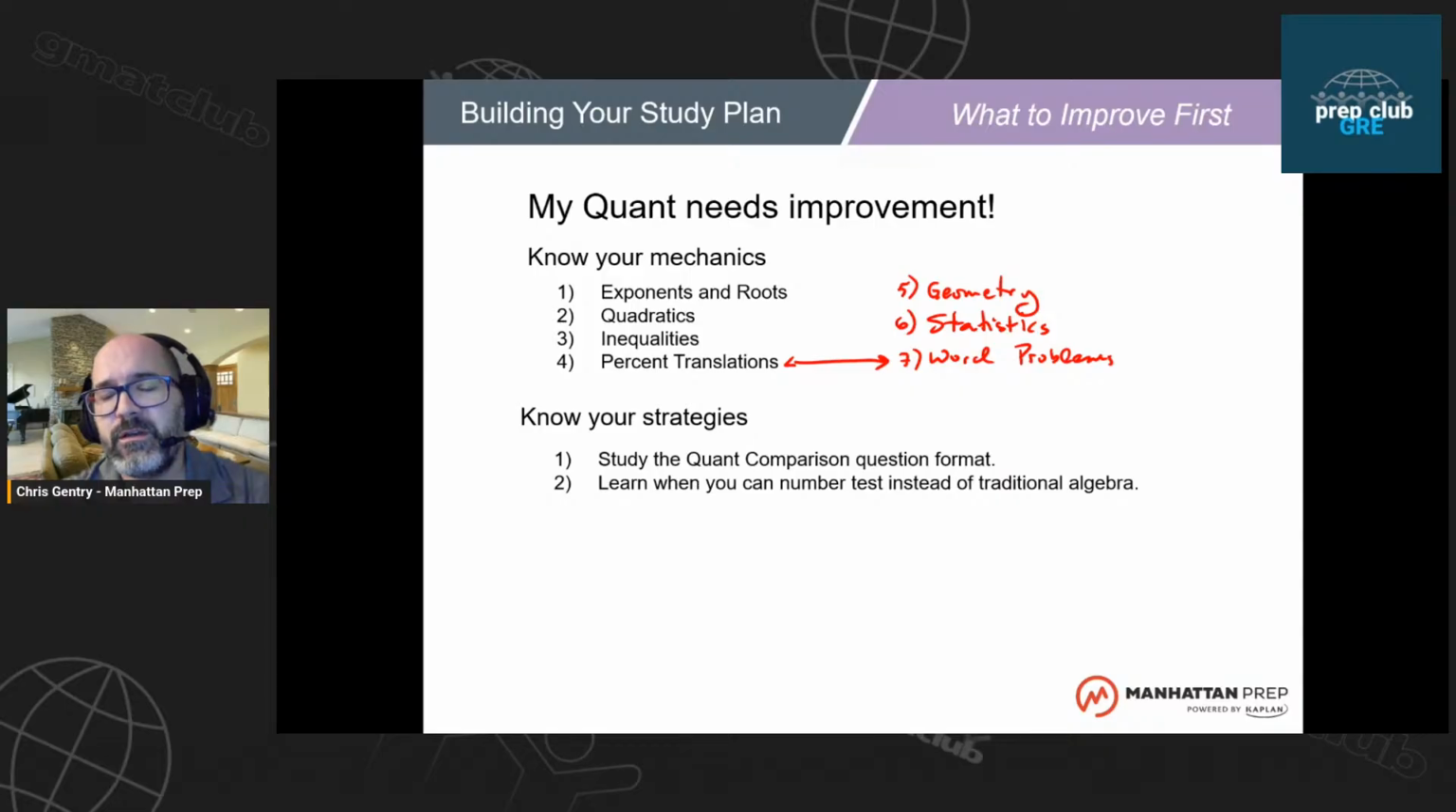There's just enough traditional algebra on the test to make people convinced that you have to do traditional algebra, when in fact you don't. In fact, I would say maybe 40%, maybe a little bit more, of the questions on each section of the quant are questions where you don't need traditional algebra. And in fact, knowing a number test strategy will be much, much better than traditional algebra. So learn when you can number test instead of doing traditional algebra.